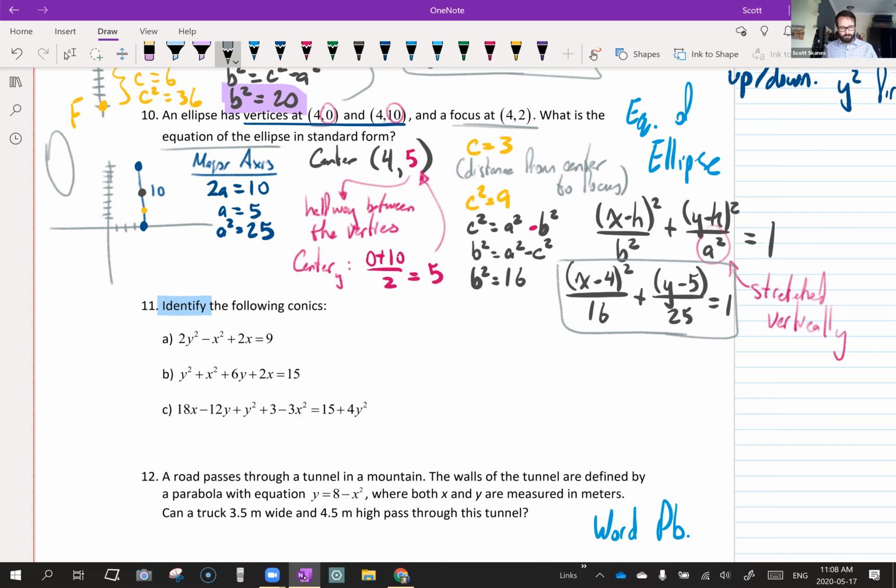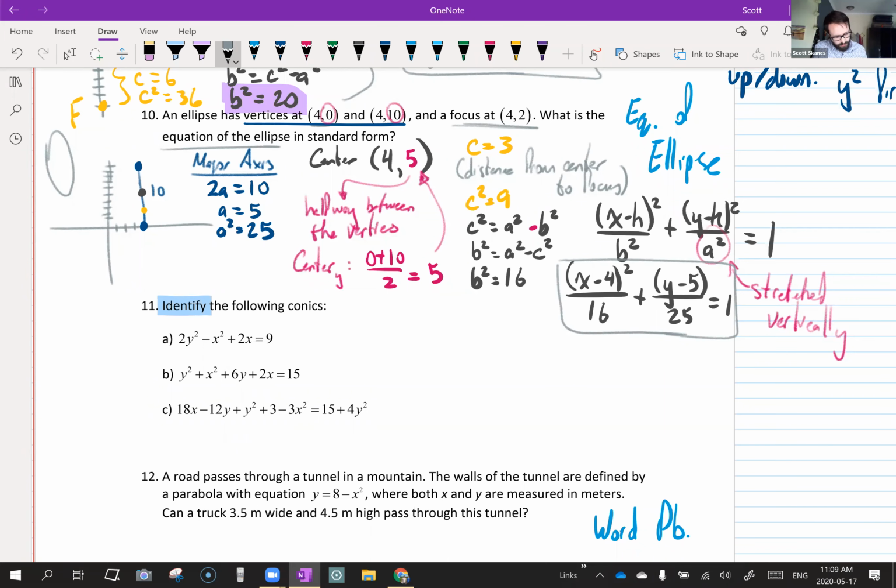So let me recap. Your vertices give you the major axis. So your major axis gives you A. You have A, you have A squared. The center, once we find the center, we just look at the distance between the center and the focus. That gives C. And if you have A and C, you can get B, and you're actually done. All the rest is just a little bit of math in between. But as long as you understand the concept, you're okay.